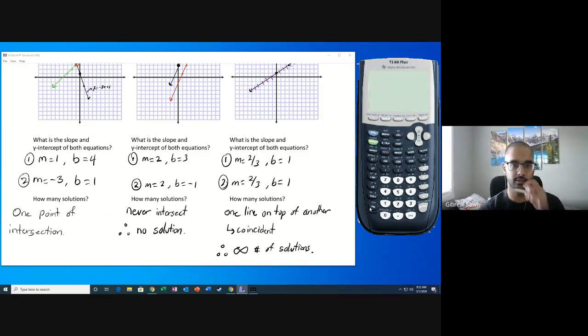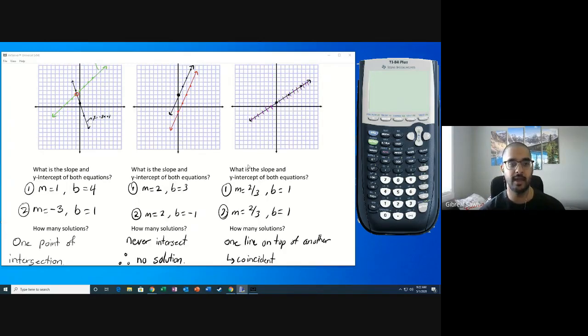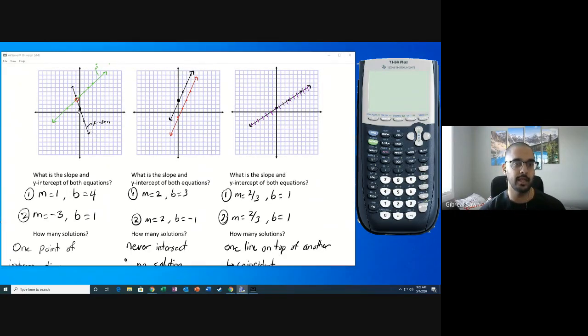Okay, those are the 2 types, or the 3 types, I should say. Those are the only 3. I can't ever have 2, because if I had 2, that would mean one of my lines looped back to cross another one. And I can show you a picture of what that might look like.